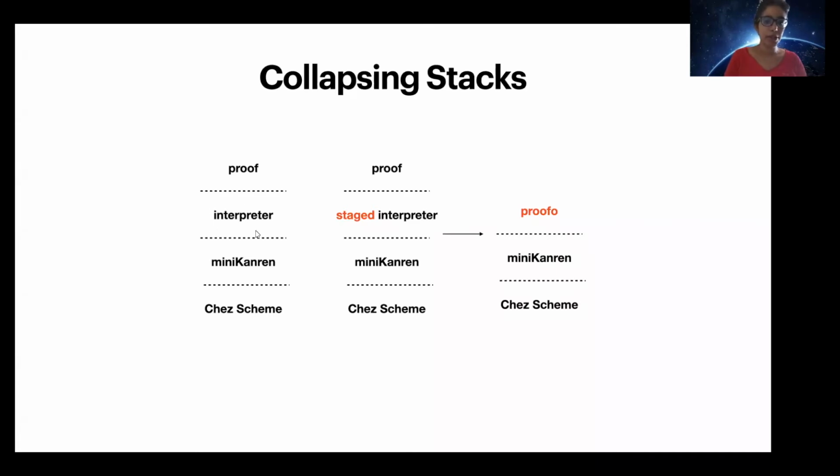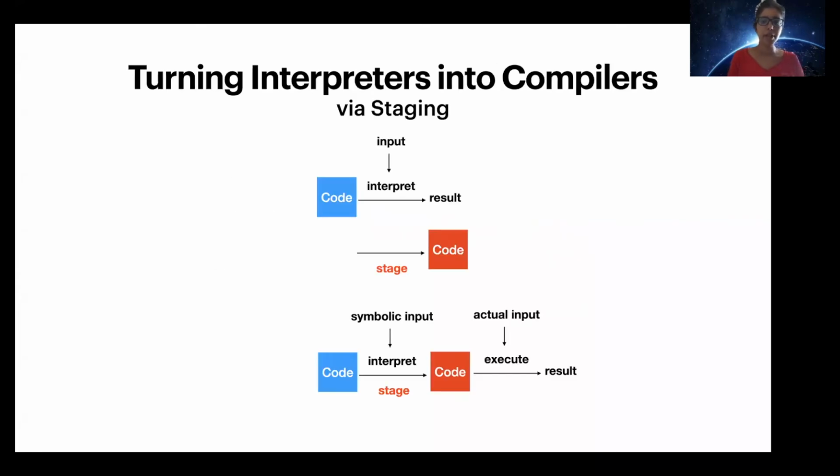If we write a relational interpreter in miniKanren, we can turn functions into relations. So for example, we might have a proof checker that we turn into a theorem prover. And if we stage the interpreter, again in miniKanren, we can then turn this proof function directly into a proof relation without the overhead of the interpreter. And in general, we can turn interpreters into compilers.